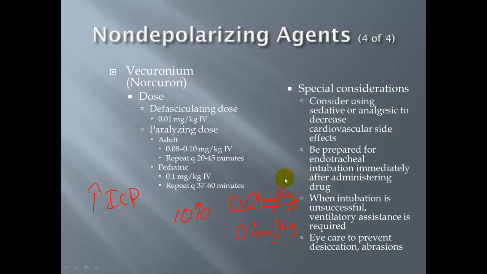Be prepared to endotracheally intubate immediately after administering the drug. When intubation is unsuccessful, you're going to have to ventilate your patient for about 20 to 45 minutes. Alternate airways should be on hand and handy so that you can switch to another airway type. Eye care to prevent desiccation and abrasions.